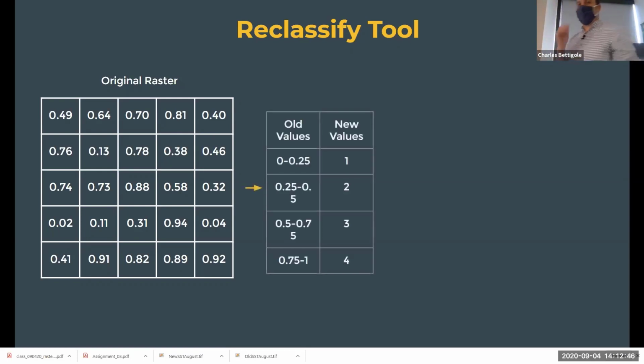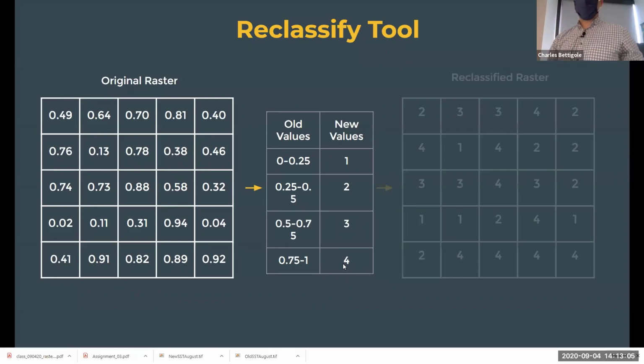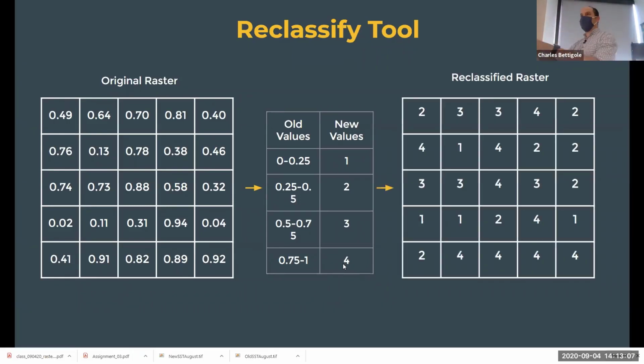So how it works is you say, okay, I've got this raster with values all over the place, and you give it a table and you say, okay, old values within this range, this 0 to 0.25, turn them into a value of 1. Values 0.75 to 1, high values, turn them into a value of 4, which allows you to transform your data from continuous into discrete.